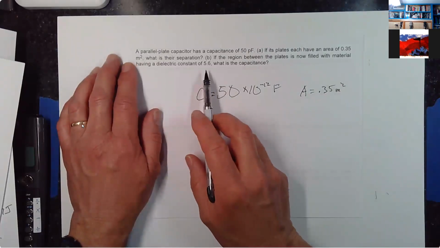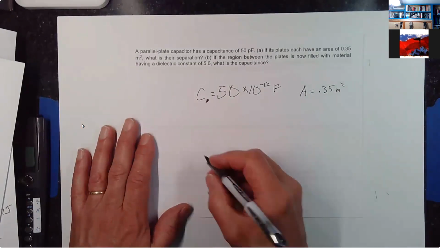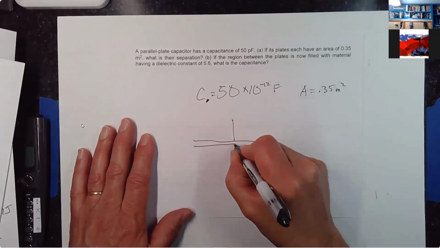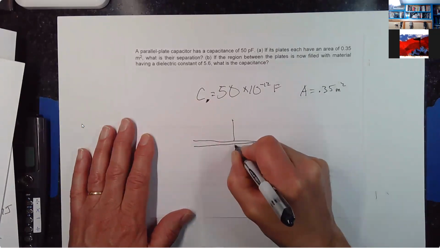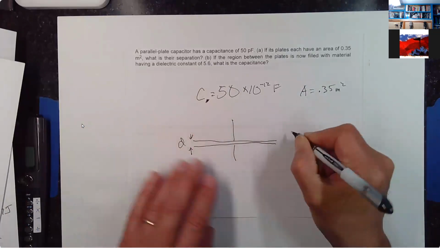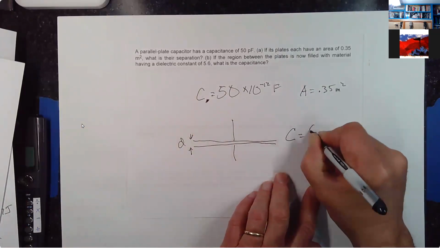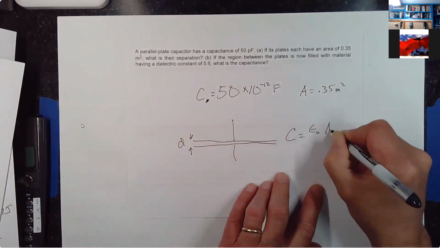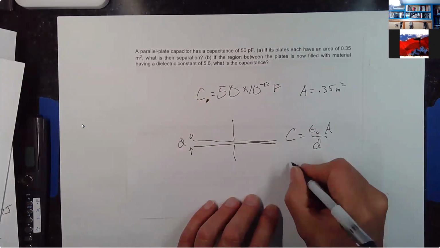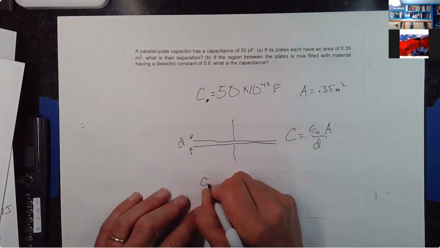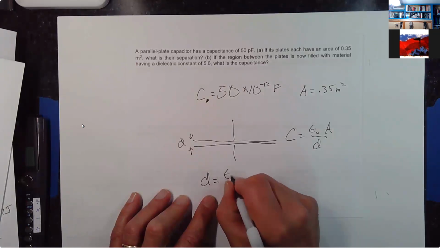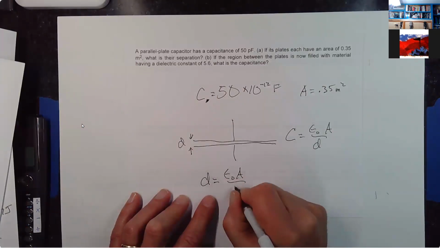What's their separation? If it's air, maybe we imagine this thing as having an air gap between the plates. I didn't draw it very well, but they'll have a separation of d. So C is epsilon naught A divided by d, and we're supposed to find the separation. A little bit more work gives us d equals epsilon naught A divided by C.